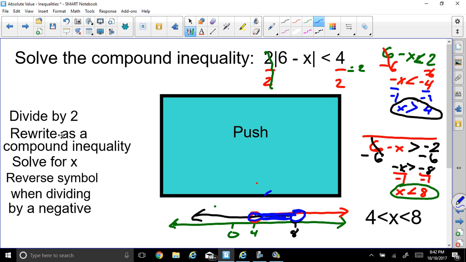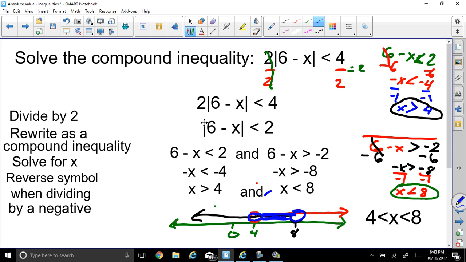And let's take a look at what I wrote. Just to remind you, by dividing by 2, rewrite the compound inequality, solve for x, reverse the symbol when dividing by a negative, so keep that in mind. Here's what we did, again, nice and neatly. I divided by 2 both sides, leaving me with 6 minus x less than 2, and then I have 6 minus x is one of the inequalities, and then 6 minus x, remember, reverse the symbol and put a negative sign for the second one, negative 2, then solve it for x.